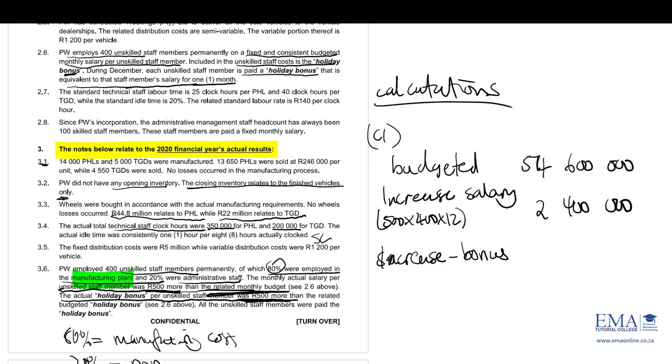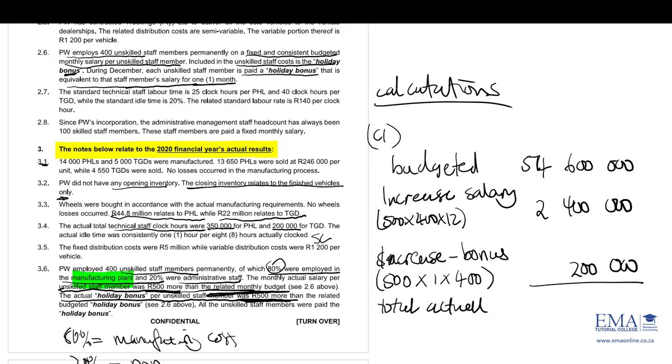So the bonus increased by 500 rand, and the bonus is only paid 1 month, which is in December. So multiplied by 1, multiplied by how many workers? Multiplied by 400 workers, because each and everyone is receiving a bonus which was more by 500, which means the bonus is going to be 200,000, right? Now my total unskilled labor, total actual cost, is going to be an addition of these three.